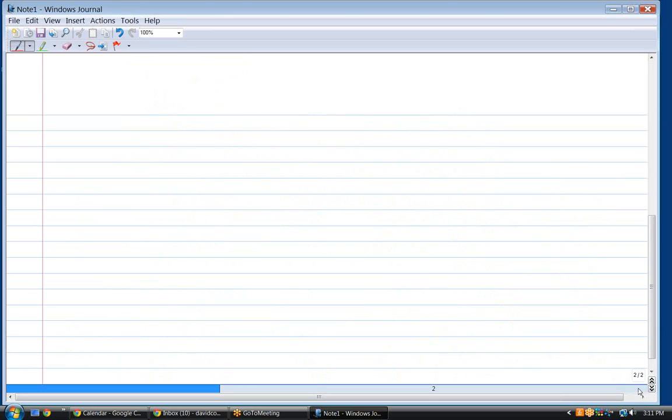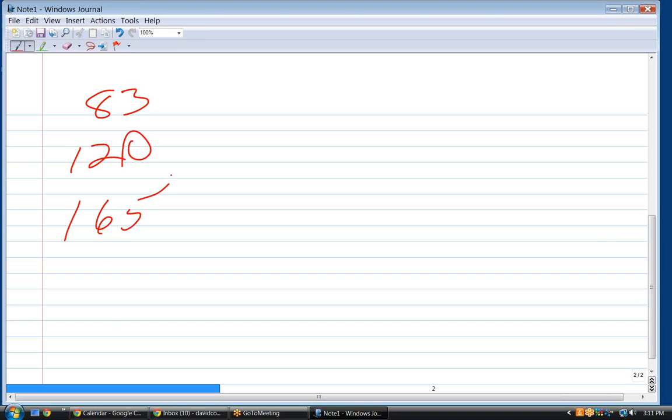All right, so the next one is, hold on, a field is triangular in shape with side lengths 83, 120, and 165. To the nearest tenth of a degree, what is the measure of the angle formed by the sides, measuring 120 and 165?